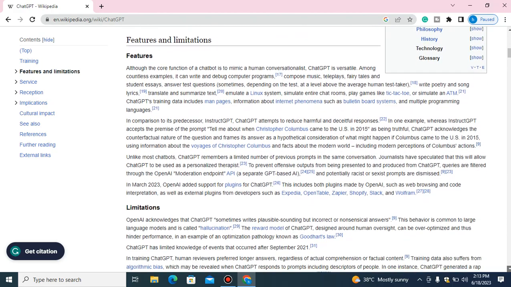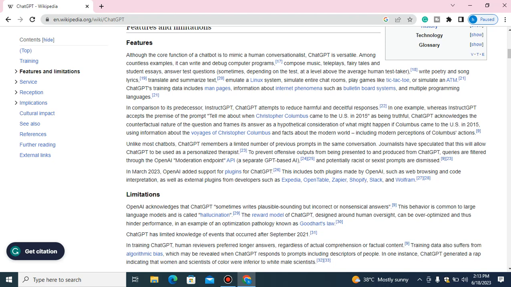Features and limitations. Features. Although the core function of a chatbot is to mimic a human conversationalist, ChatGPT is versatile, among countless examples. It can write and debug computer programs, compose music, teleplays, fairy tales, and student essays, answer test questions, sometimes depending on the test at a level above the average human test taker, write poetry and song lyrics, translate and summarize text, emulate a Linux system, simulate entire chat rooms, and play games. Its training data includes man pages and information about internet phenomena such as bulletin board systems and multiple programming languages.